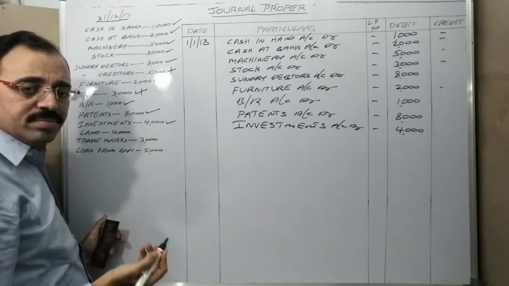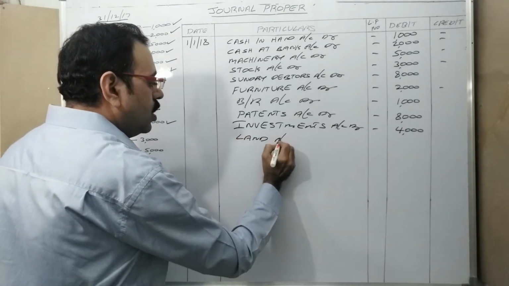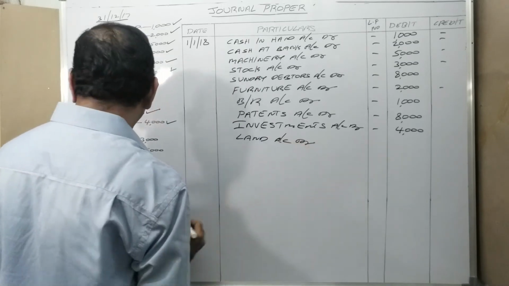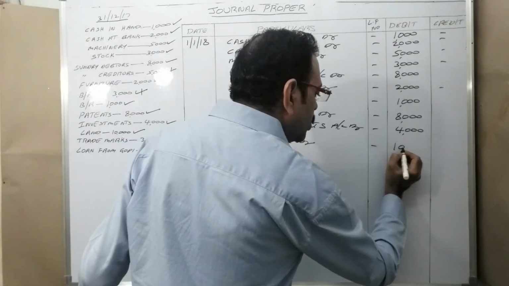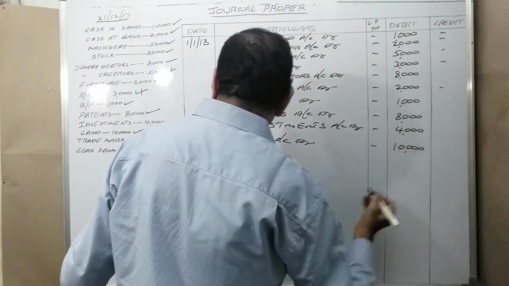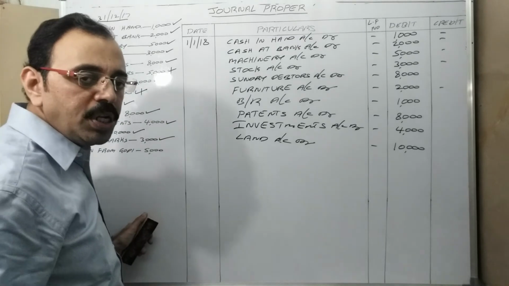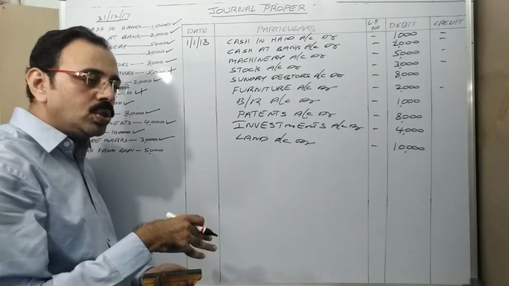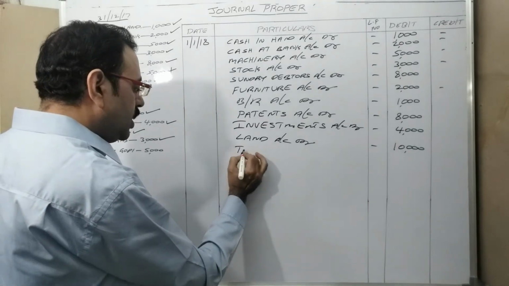Then land is an asset. Debit it. Land account debtor, 10,000 rupees. Trademarks. Trademarks means what? Right to use the logo. This is also an intangible asset.